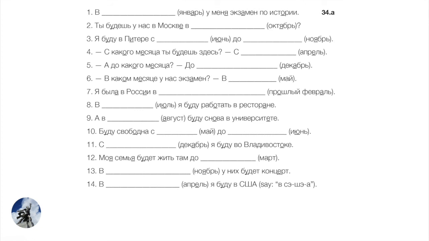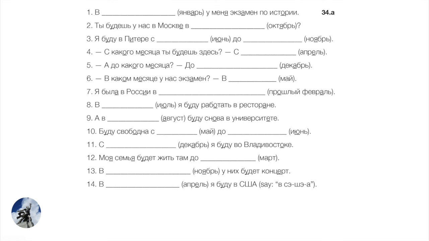Ты будешь у нас? Right, now note the intonation is rising and falling on the point of the question, which appears to be, will you be or will you not be? Right, ты будешь у нас в Москве в октябре? Number 3, I'll be in Peter, which is kind of slang for Petersburg, from June until November. Okay, here we need the genitive endings. Я буду в Питере с июня до ноября.